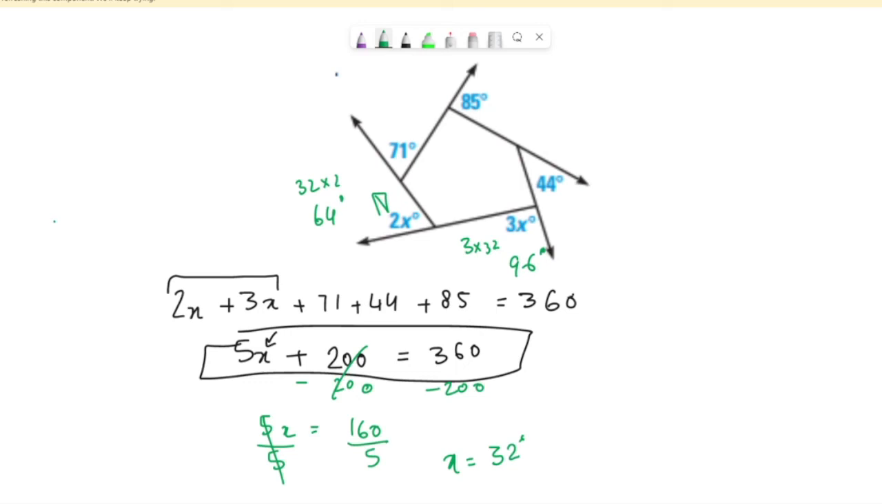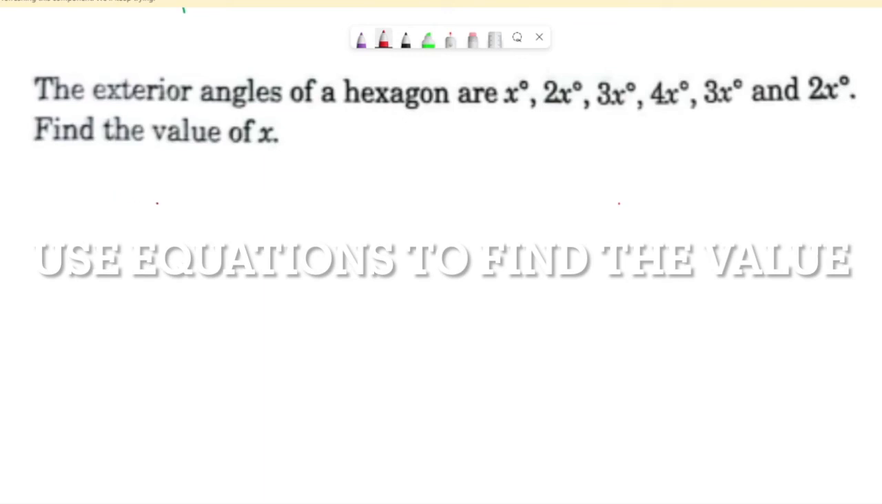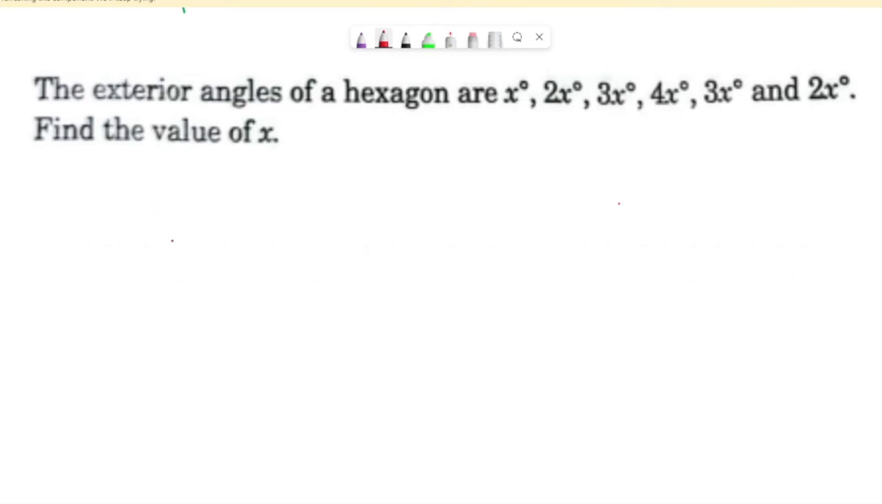Okay, now let's do one more type of question, similar question. So in this question they are saying the exterior angles of a hexagon are x, 2x, 3x, 4x, 3x and 2x. There are no values given, but we know they all are x's, so it's easy to solve. We know they all add up to 360, so let's do that.